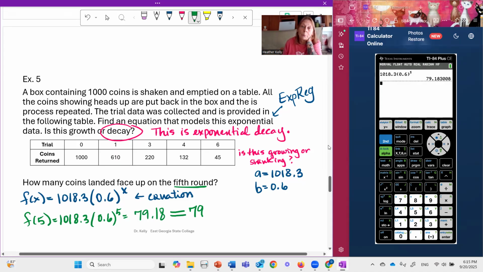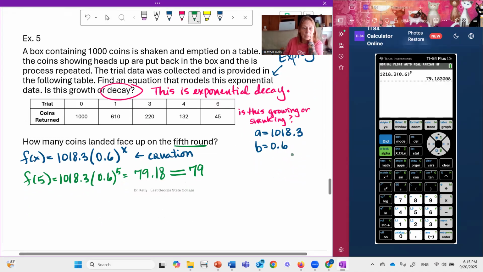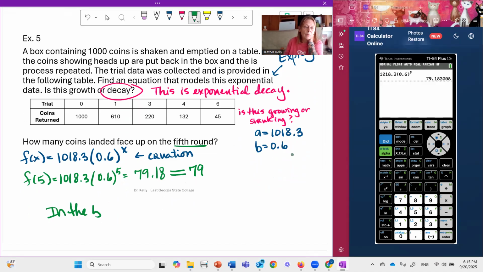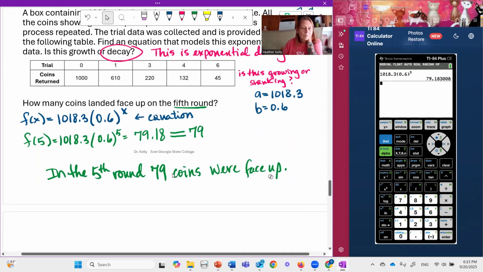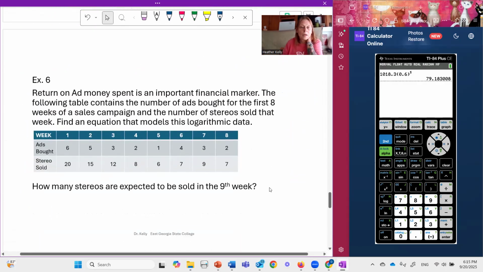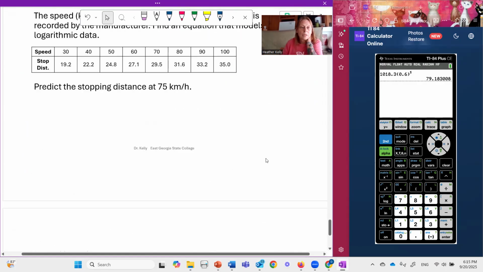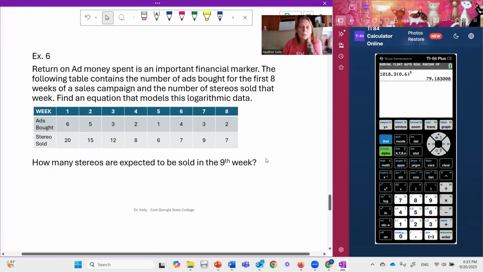Sorry, my brain just went again. All right, so we're almost done here. So let me write our sentence here. And in the 5th round, 79 coins were face up. Okay, all right. Let's see, we got 2 more examples.